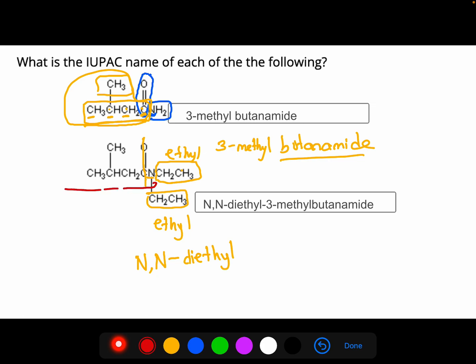Now we have to worry about the other part. How many carbons are here? 1, 2, 3, 4. It's exactly the same as the upper molecule, except on this side that had only hydrogen, this has ethyl. So the remaining part we're going to name like the upper part. So it's a butanamide, but it also has a substituent. Where is my substituent? 1, 2, 3, 4. Carbon number 3. So it has a 3. My substituent is methyl because it's 1 carbon, on a 4 carbon molecule, butanamide.